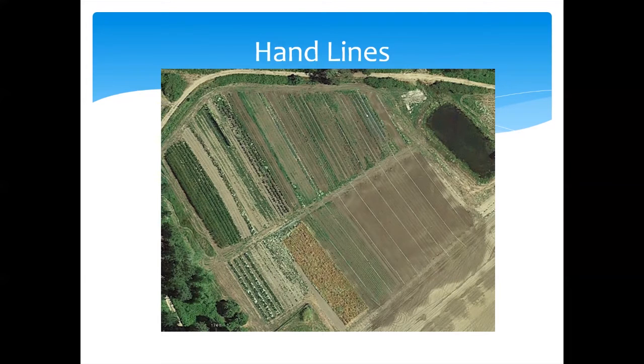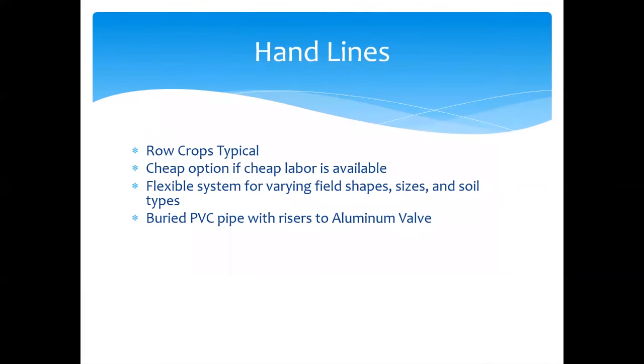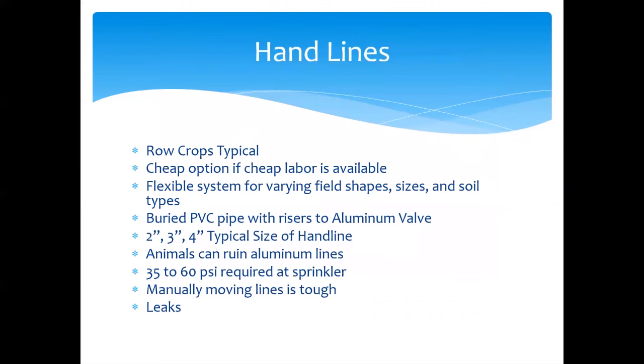All right, next slide. Row crops, it can be a cheap option. Sometimes there's used hand lines out there. Flexible system. Next slide. Different sizes, talk to the contractor. Horses can just stomp aluminum hand line if they're bored. Be careful. Manually moving the lines is tough and sometimes it leaks.